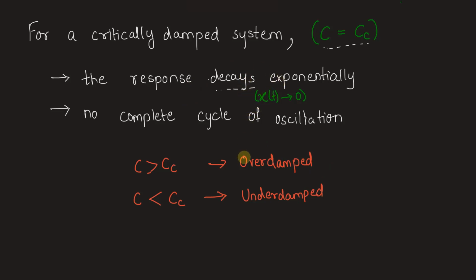And that is why we say the minimum damping for which the response will decay to 0 is the critically damped system. And that is why we say that the minimum damping for which no oscillation will occur in the system is nothing but the critically damped system.